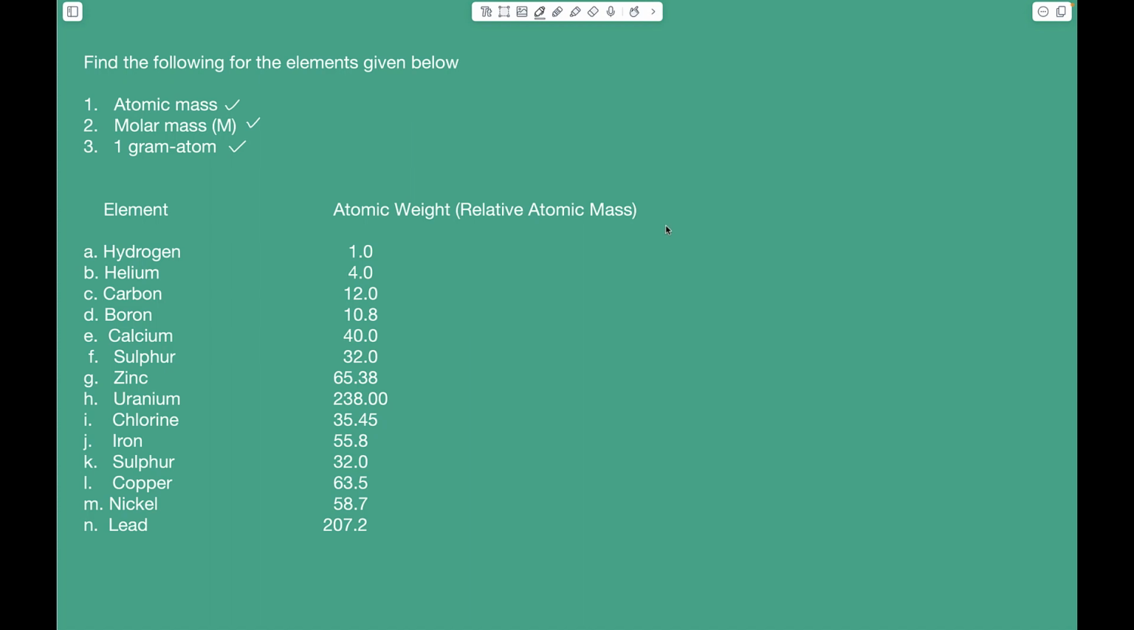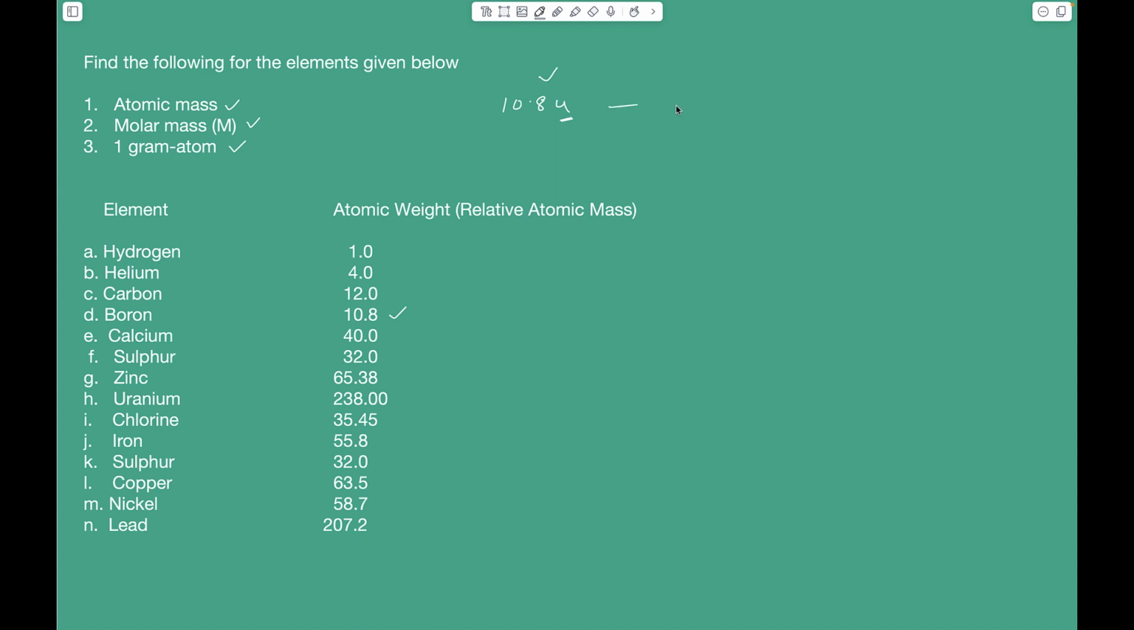Let us take the case of boron. The approximate atomic weight of boron is 10.8. Then what will be its atomic mass? It is simply 10.8 U. You simply have to express its atomic weight in unified atomic mass units to get its atomic mass. So this is the mass of a single boron atom.